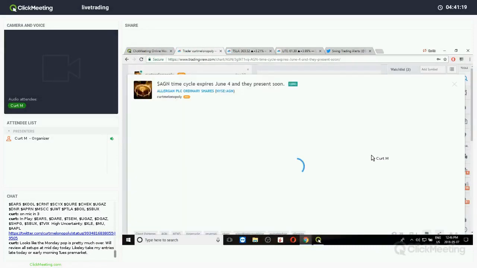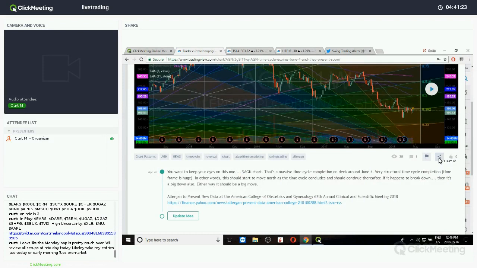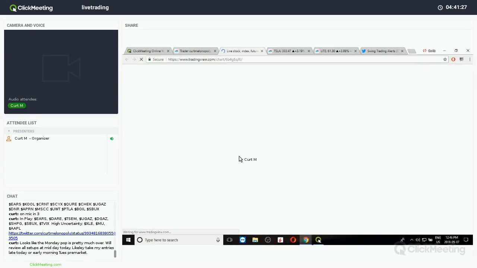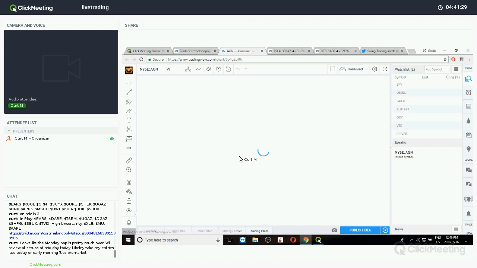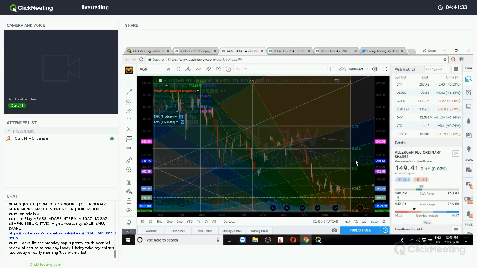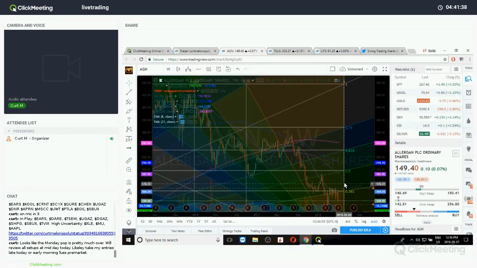AGN. So this is a massive time cycle structure that's coming to completion. Don't ignore this one. This is massive. This is a weekly chart, and this comes due on the 4th of next month.